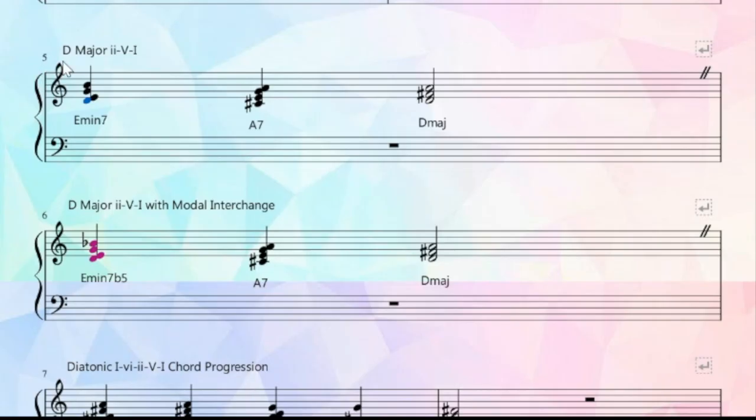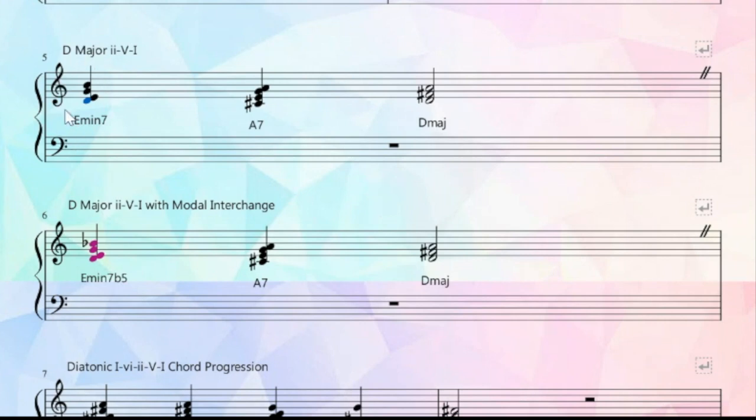Let's say we have a 2-5-1 progression in D major. So that would be an E minor 7 to an A dominant 7 and back to D major. So let's hear what that would sound like. If we wanted to substitute or borrow a chord from the parallel key, in this case D harmonic minor, let's see which chords we can substitute.